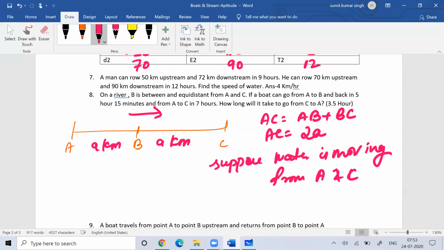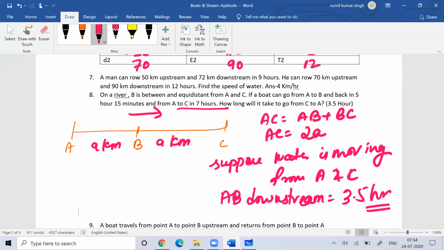So suppose water is moving from A to C. You can understand this, and the time it is taking from A to C downstream is 7 hours. So A to B in downstream, how much time would it have taken? That would have taken 3.5 hours.